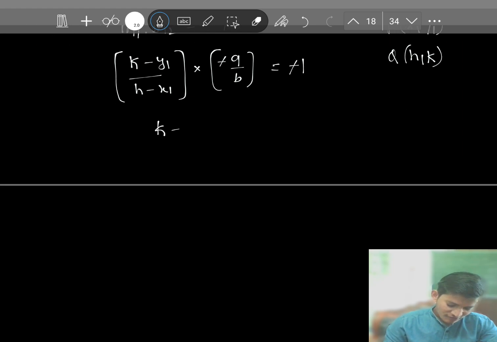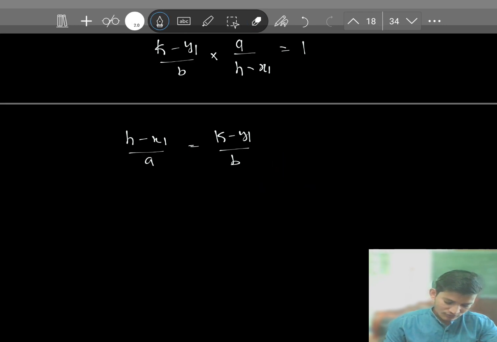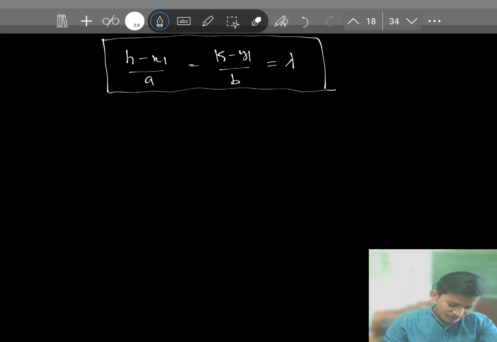So minus minus gets cancelled. Upon cross multiplication, I will get k minus y1 divided by b into a divided by h minus x1 equals 1. And upon cross multiplication, I will get h minus x1 divided by a equals k minus y1 divided by b. Since these two are equal, let me take a third parameter lambda. Let's say it is equation number 1.